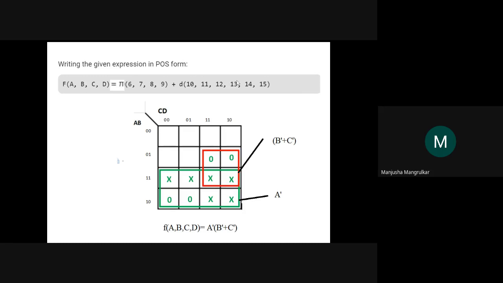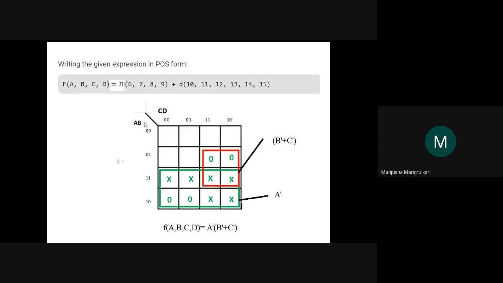Plus don't care terms, denoted by d: 10, 11, 12, 13, 14, 15. Don't care means it is neither 0 nor 1. You can consider it with a pair if it is required. If it is not considered, that is also fine. So we should not bother about the don't care. But if it is useful for grouping, pairing the variables or columns, at that time we can use the don't care terms.